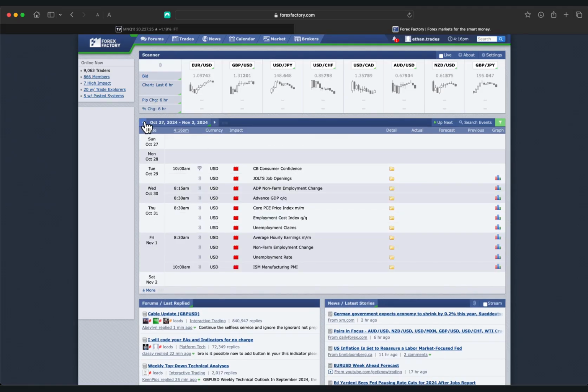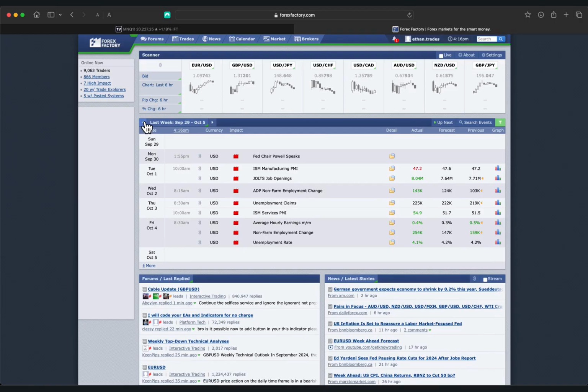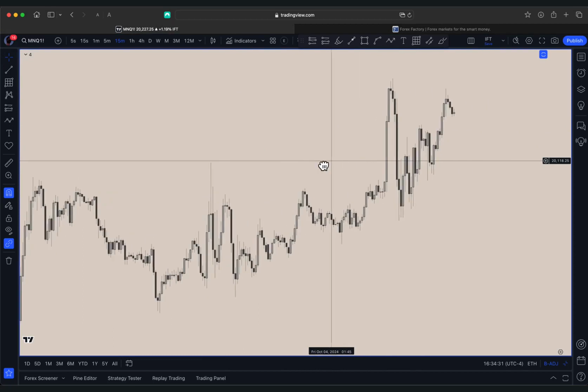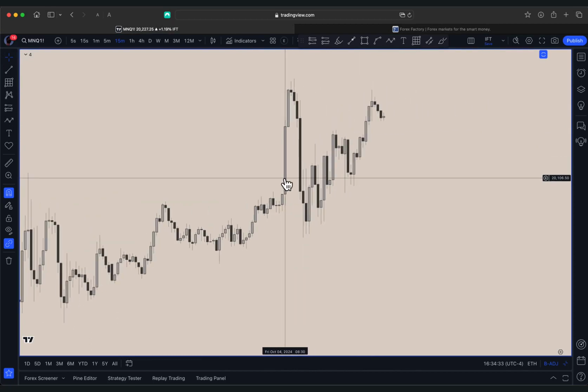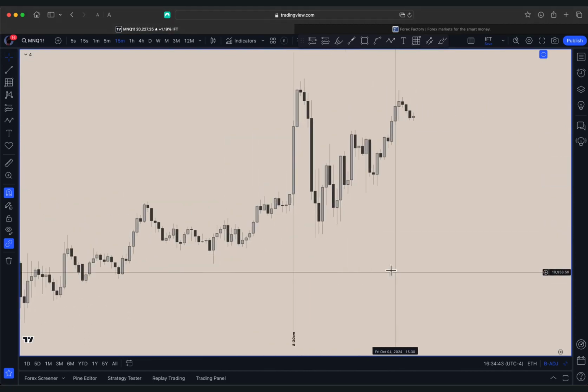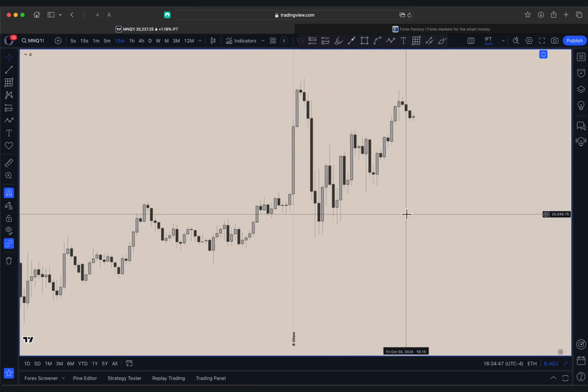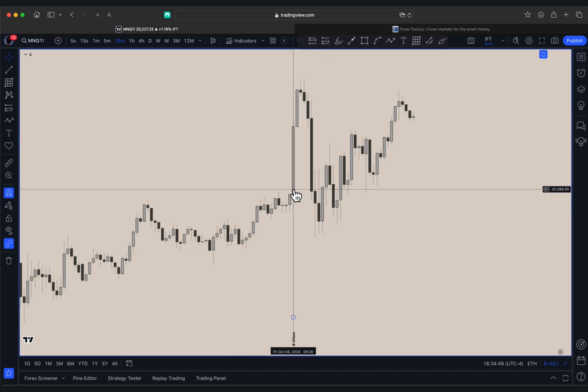And so if we go back in time a little bit, I'll show you guys why you don't want to be involved in an economic news event like this. So let's say on Friday, we had our non-farm employment change. If I go to my chart here and show you what happens right at 8:30, you see this extremely large candle right here, a very volatile candle. And that's what you want to avoid.